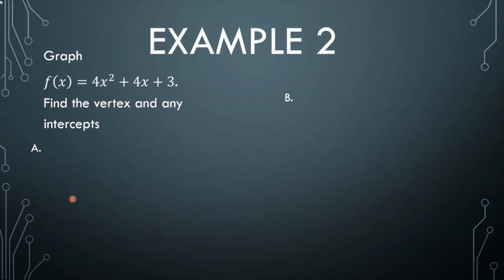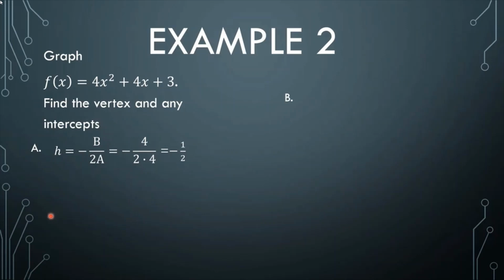Example number 2. So we're going to find the vertex. We're going to do that first. And then we're going to find any intercepts. So we're going to look for both the y-intercept, which is really easy to find, and then the x-intercepts, if there's any. So to find the vertex, we're going to use that formula, negative b over 2a. So b is this 4 right here. A is this 4. Just plug it in. So that's negative 4 over 8, which simplifies to negative 1/2.